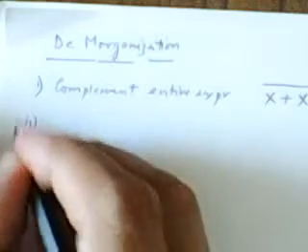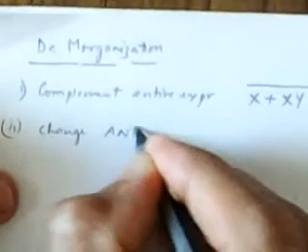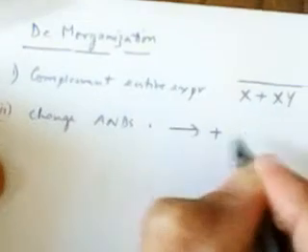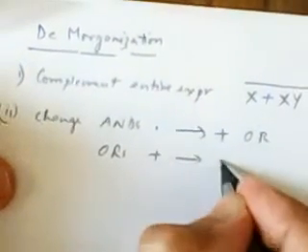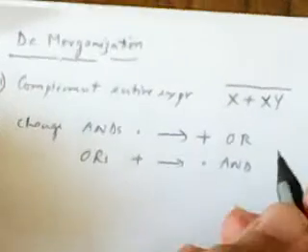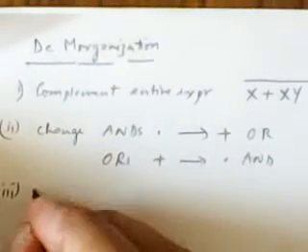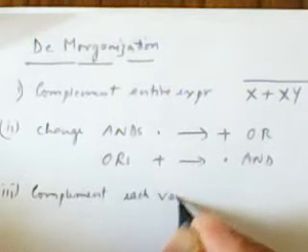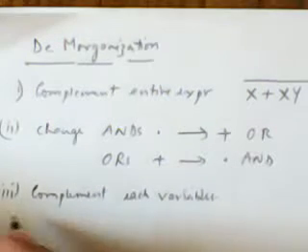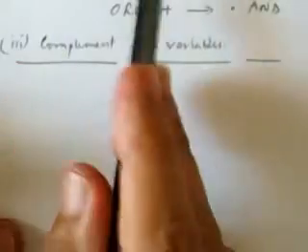Next, the second step is change all ands, that is dot, into plus, that is or, and change all or, that is plus signs, into dot, that is and. Then the third step is complement each of the individual variables. Right? So we have an example. If you follow these three steps, you solve expressions using De Morgan's theorem, or demorganization.